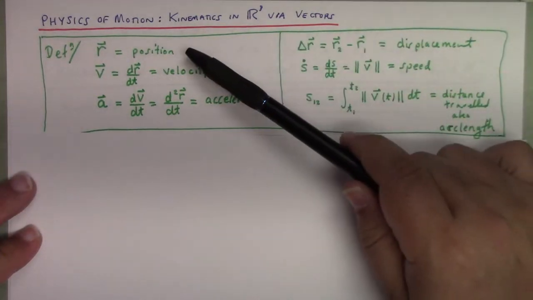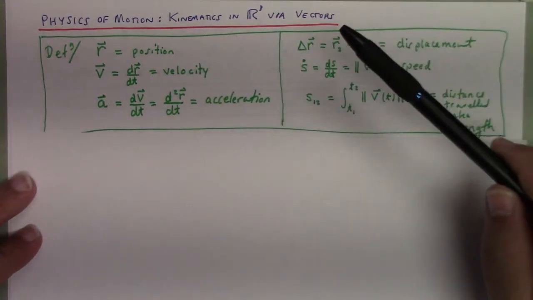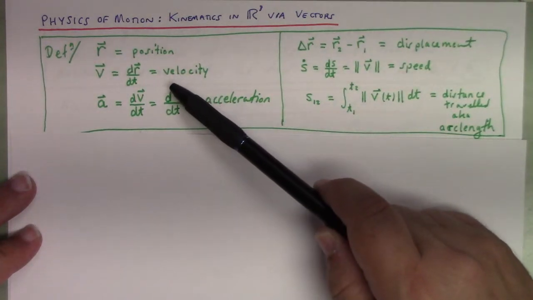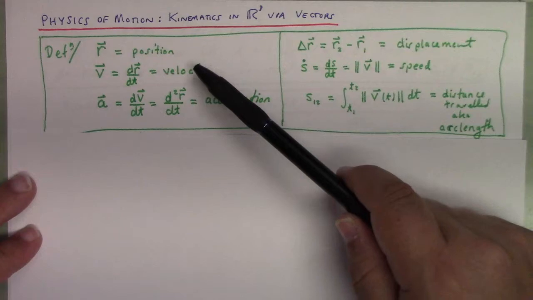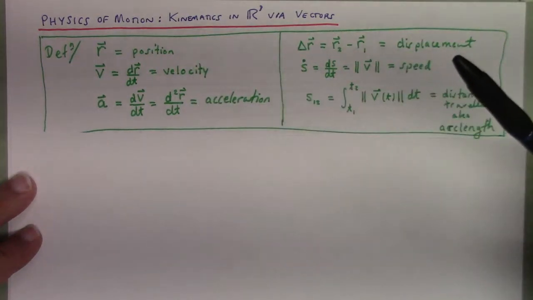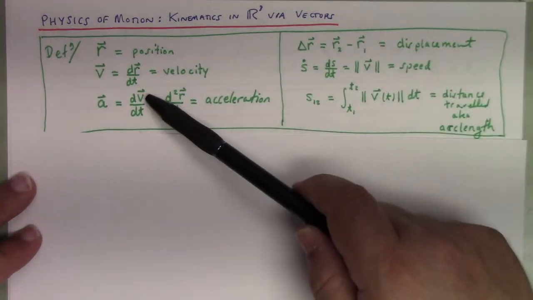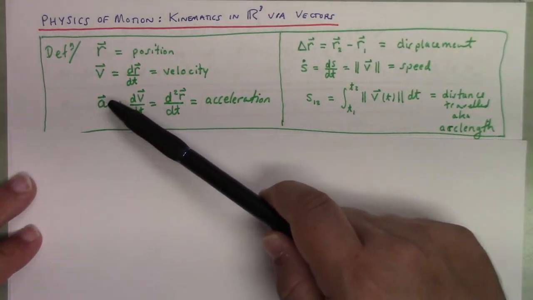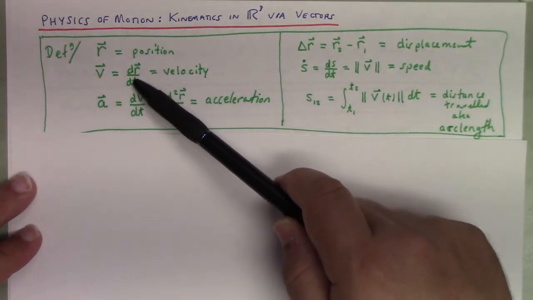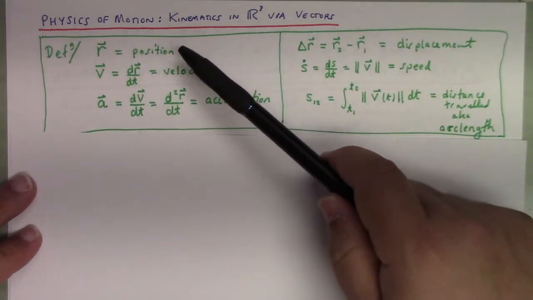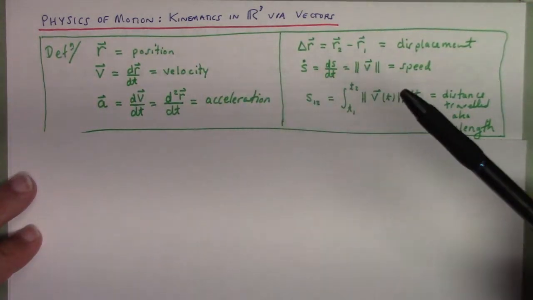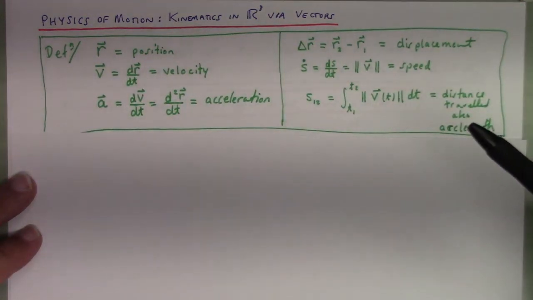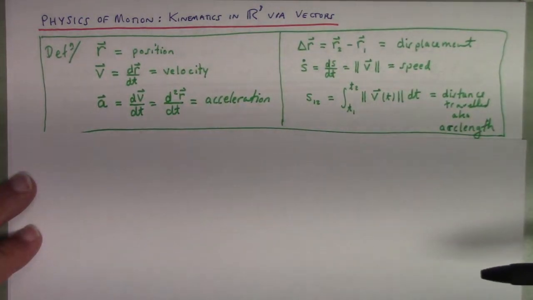Position is just a vector-valued function of time. To get the velocity, we differentiate with respect to time. That gives us the velocity of the particle. The acceleration, we just differentiate again. That gives us the acceleration. So the derivative of the velocity with respect to time is the acceleration. The derivative of the position with respect to time is the velocity. Position, velocity, and acceleration, all three of these are naturally understood as vectors. In fact, vector-valued functions of time.